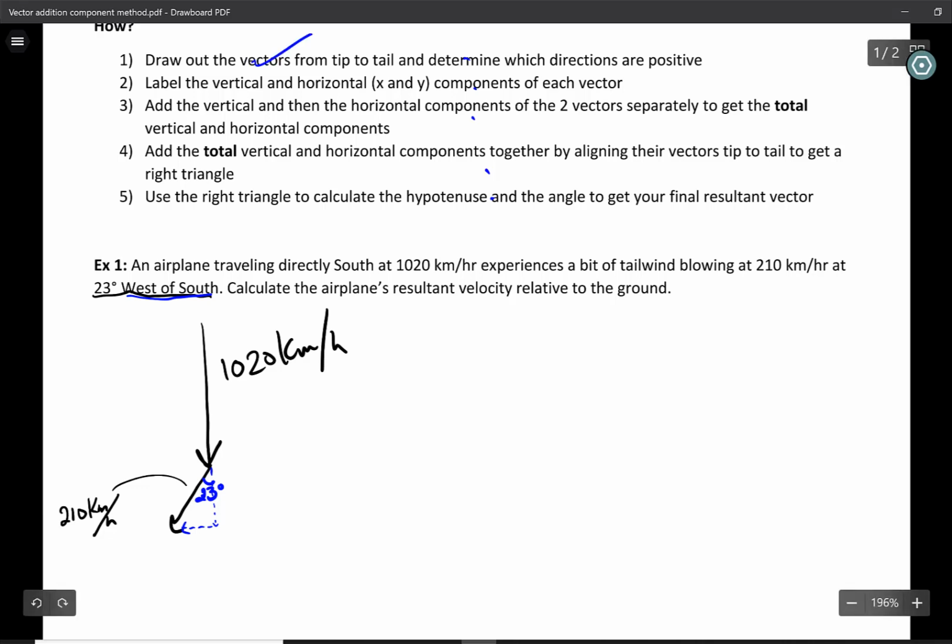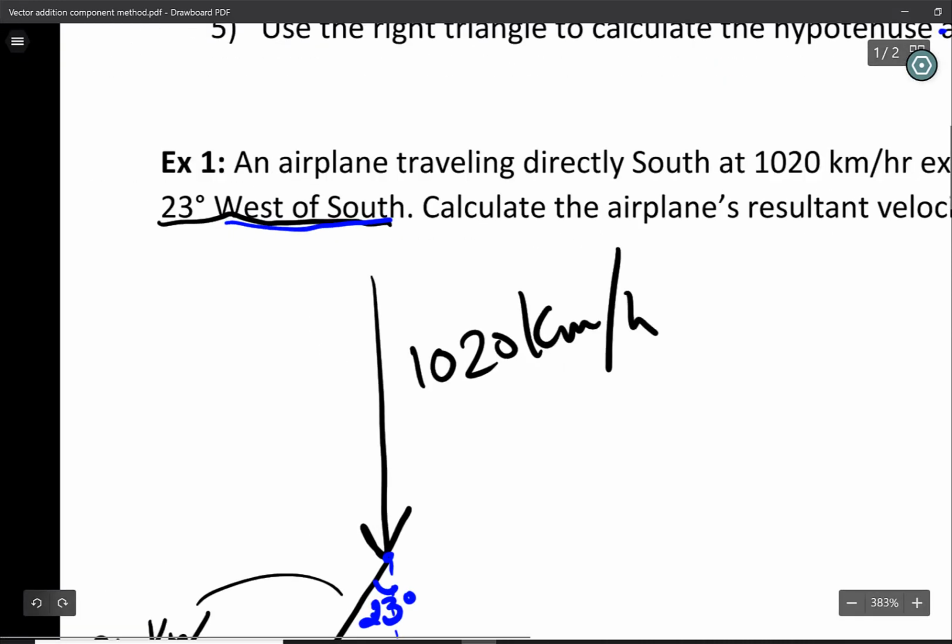Draw the vectors from tip to tail. Notice we've done that again, tip to tail. And then we need to determine which directions are positive. Now, in this question, it may not be so relevant, or it may not be so necessary, but it is very important for other particular questions. So let's do it anyways.